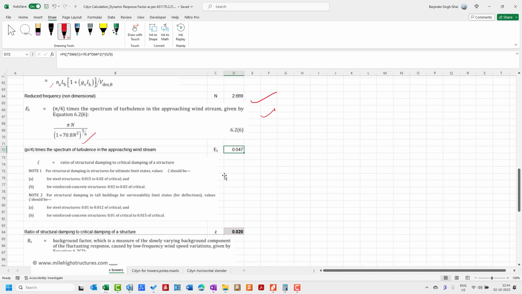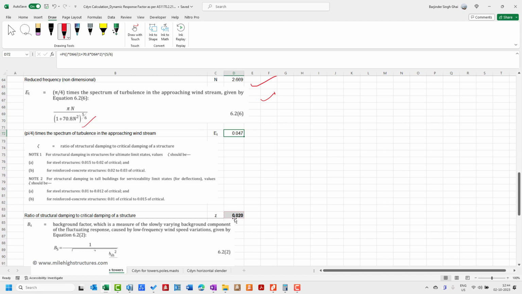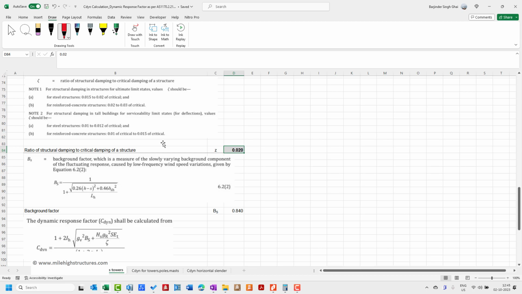Now the next thing that we need to put is the value of the structural damping to the critical damping of the structure. So this is basically the ratio here. Assuming it is a reinforced concrete structure, we can put it as 0.02 here.